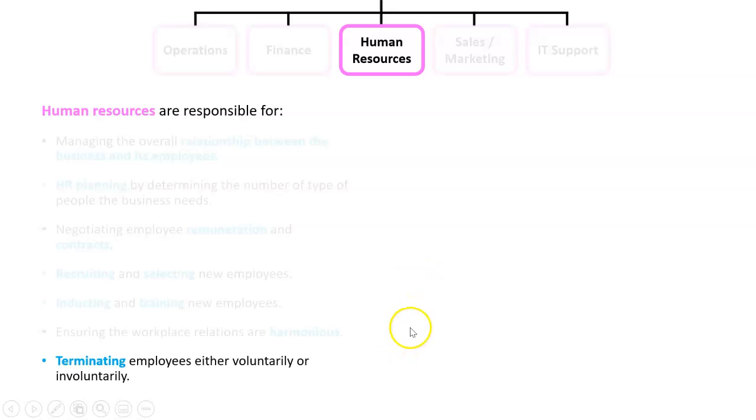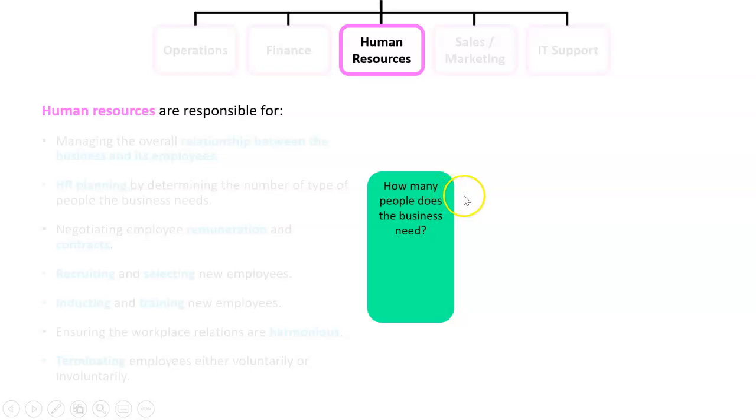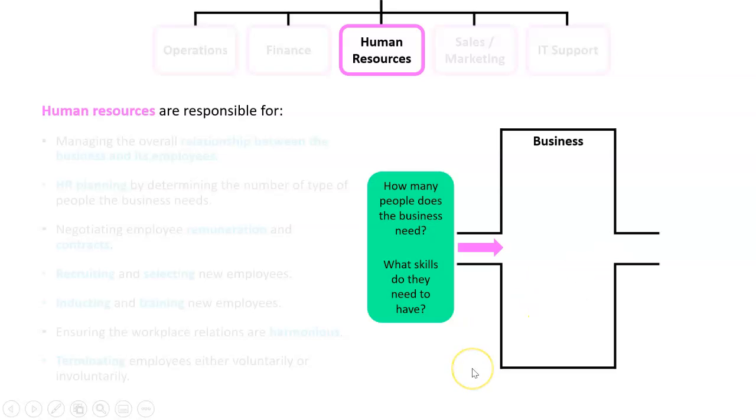We've also got this topic as well, which is terminating employees, which can be voluntary or involuntary. We'll look at that later, but fundamentally we say human resources are responsible for getting rid of the employees of the business when required. So I think when we look at it, if we could summarize what do human resources do? They answer questions like, how many people does the business need? Not only that, what skills do they need to have?